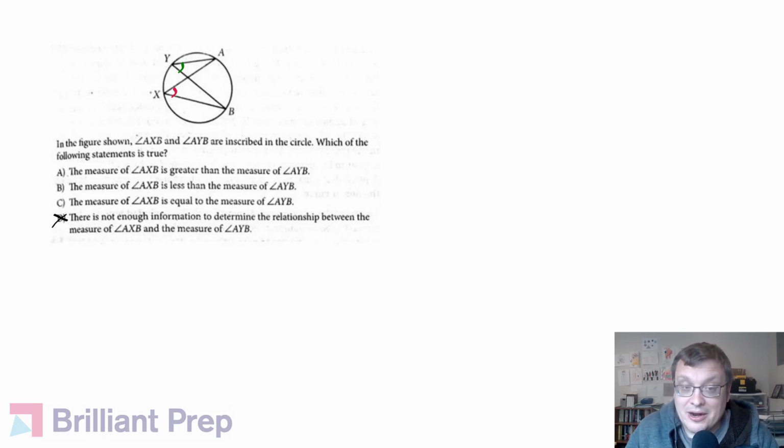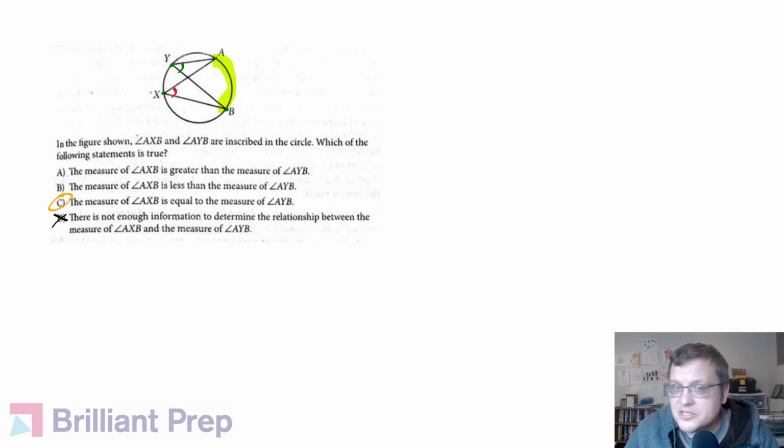There is a way to compare these. How do we do that? The key to recognize is both of these angles, AXB and AYB, they both cut off this arc right here, this arc AB. They're both what are called inscribed angles, where the vertex is on the circumference of the circle, and they both cut off this piece of the circumference, this arc AB. And the deal is, if they cut off the same arc AB, then they are the same angle, and that's why we get choice C.